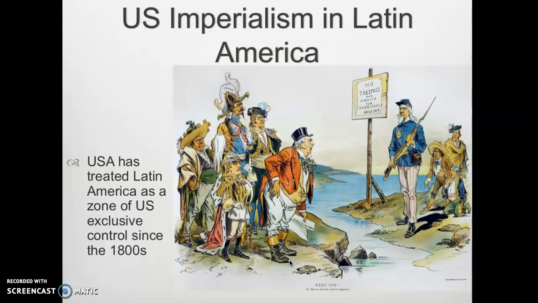Now, once the conquest is complete, America shifted its imperialism towards Latin America. And since the early 1800s, the USA has treated Latin America as a zone of US exclusive control. You can see here the political cartoon depicting America protecting Nicaragua and Venezuela, who are having internal conflicts, from the likes of England and Germany and Spain and France and Portugal.